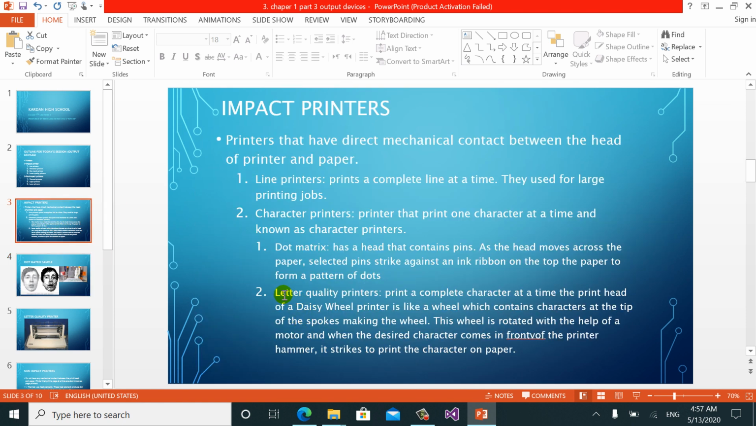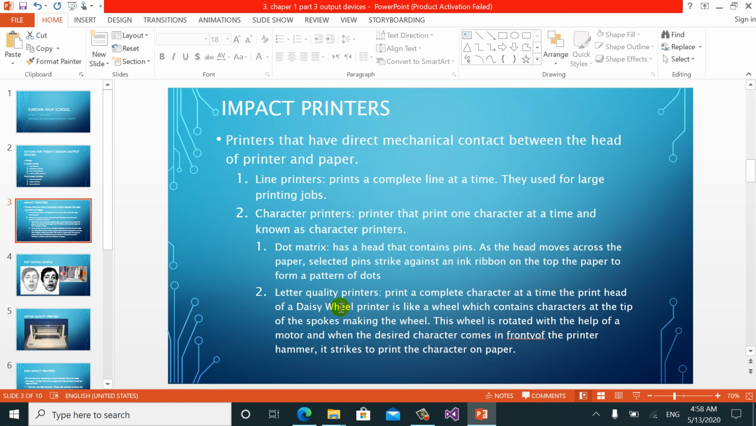Letter quality printers print a complete character. They print only one character at a time. Letter quality printers print a complete character at a time. The print head of a daisy wheel printer is like a wheel which contains characters at the tip of the spokes making the wheel. It means the letter quality printer, because to print one character at a time, it has a wheel.